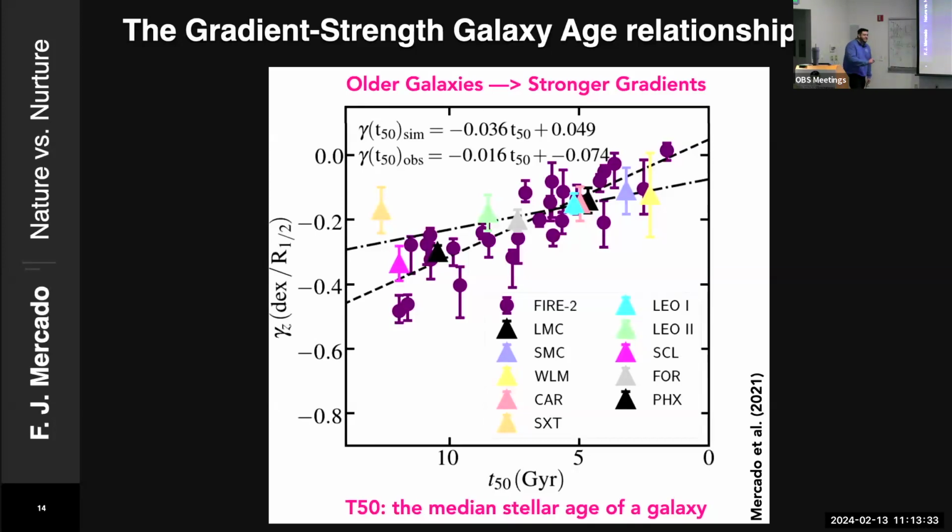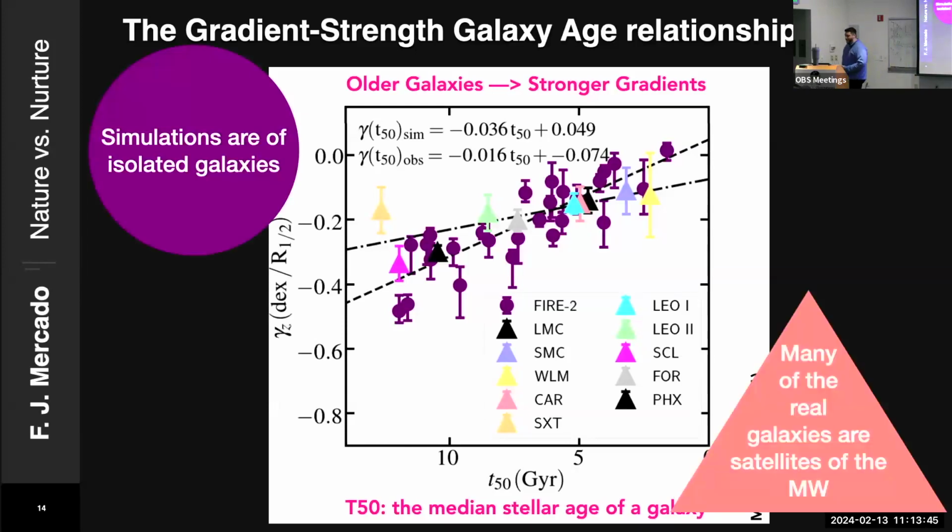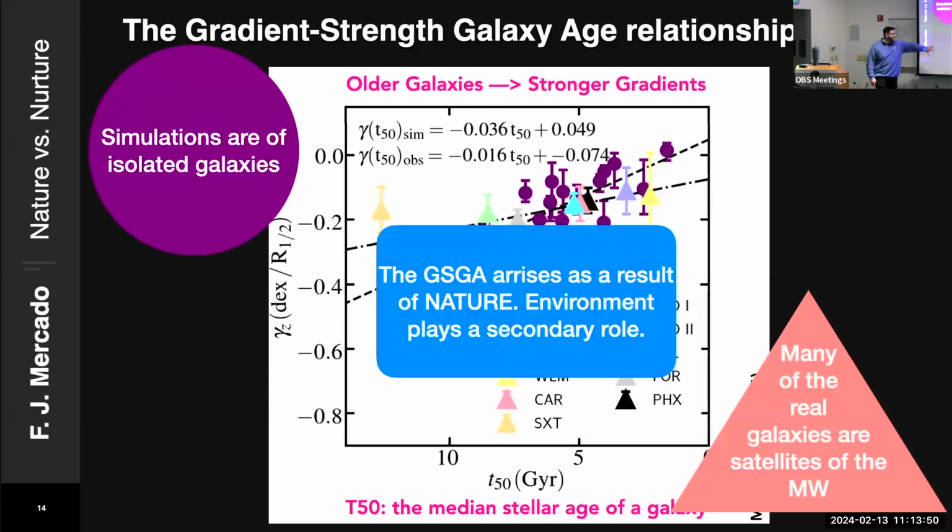Now, a slightly more subtle point here is that the simulated galaxies are isolated galaxies, but if you look at some of the real galaxies that I plot on this figure, many of them are satellites of the Milky Way. So this in and of itself points to the fact that this GSGA, gradient strength galaxy age relation, arises as a result of nature, these internal processes of the feedback that galaxies undergo throughout their lifetimes. And really, if it plays any role, environment plays a secondary role.